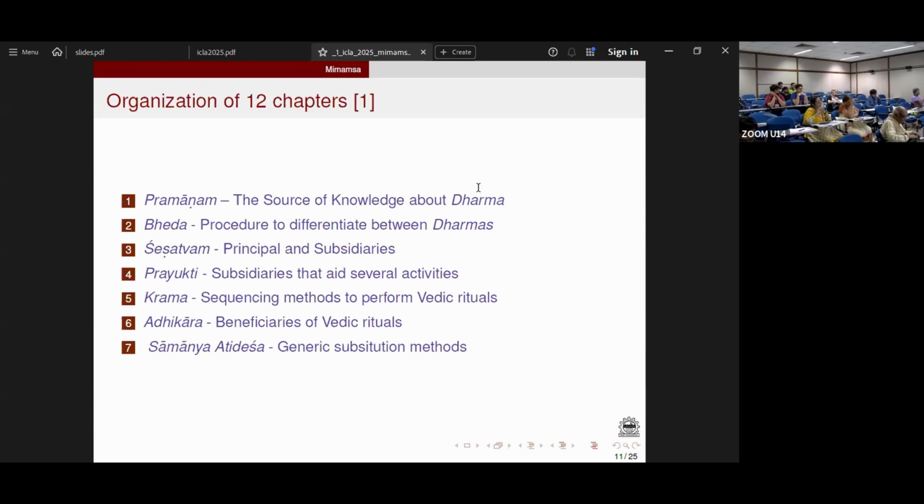Third one talks about Sheshatva, that is, we have certain main sacrifices to be performed, and for performing those sacrifices there are certain subsidiaries, or what are called Anga, or parts. So how do you relate the main to the part? The connection between the main and the parts is covered, along with a lot of rules about which part should go along with which main, so that you understand it in the correct manner.